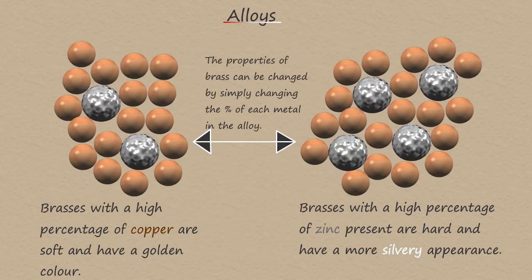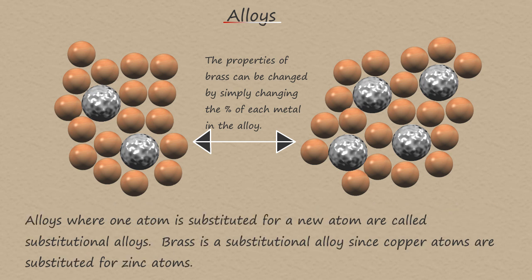Although the properties of the brass can be changed by changing the composition of the alloy mixture. For example, brasses with high copper contents tend to be soft with a golden appearance, while high zinc content brasses give an alloy which is harder with a more silvery appearance. The melting points of the brass will also depend upon the composition of the mixture. Now, alloys such as brass, where one atom has been substituted for another, are often called substitutional alloys.